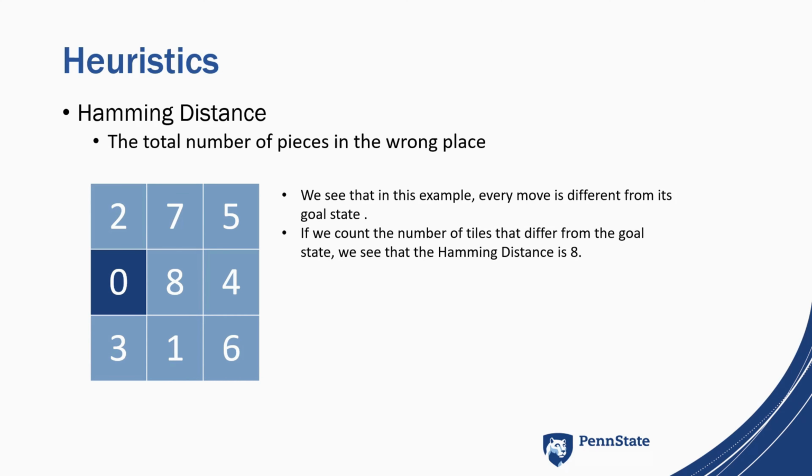Hamming distance is simple to calculate. We simply count the number of tiles that are out of place. In this example, all 8 tiles are different from the goal state, so the Hamming distance is 8.